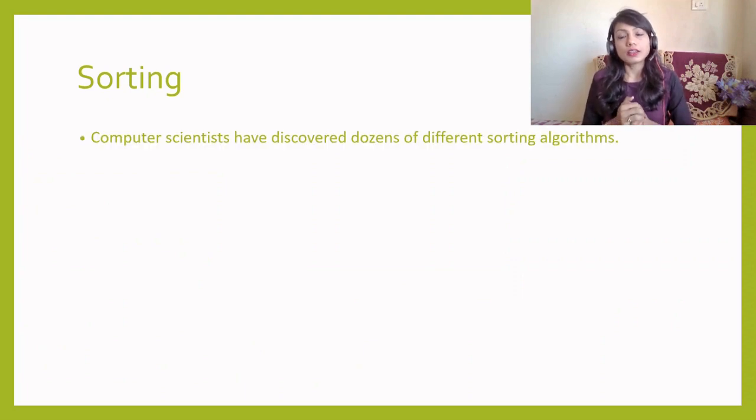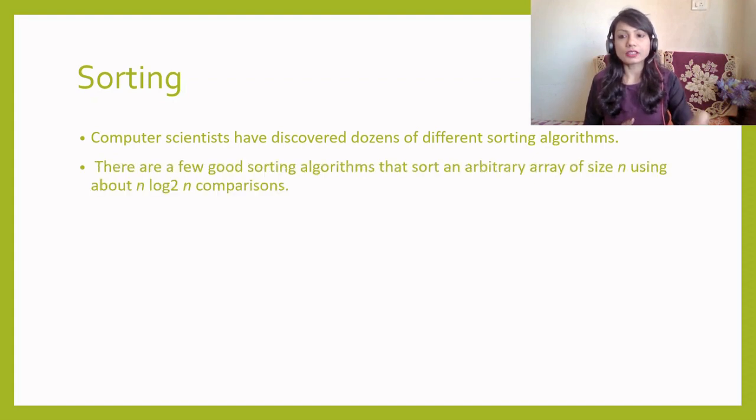Not only this, for sorting, computer scientists have dozens of different sorting algorithms. They have discovered many algorithms for sorting because this is one of the important problem types, and many researchers have found many algorithms. You have insertion sort, bubble sort, selection sort. You will be studying many sorting algorithms in the coming chapters.